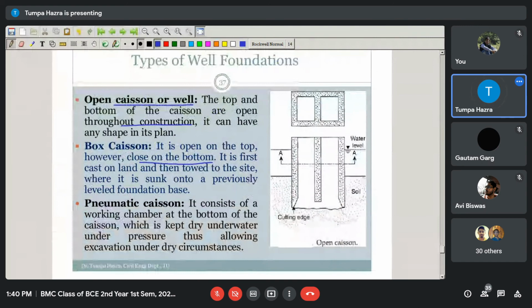So it is first cast on the land and then towed to the site, where it is sunk onto a previously leveled foundation base. After that it is filled with medium sand up to the flood water level, and after that it is plugged by the well cap. Okay, this is the box caisson.